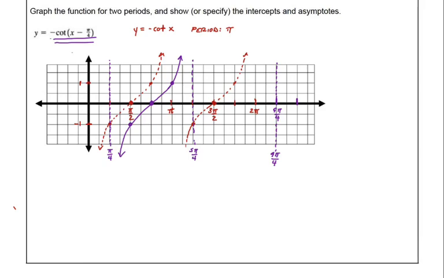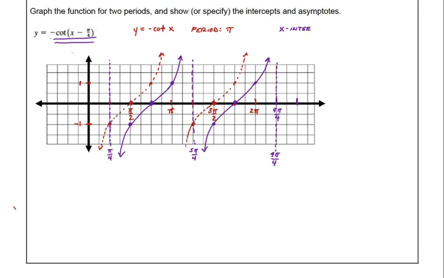So I'm going to shift every other point in that first period to the right 2 boxes, which in this case is pi over 4. I'm going to shift all the points, those 3 points in the second period, to the right pi over 4 as well, which is 2 boxes. And that purple graph there with those purple vertical asymptotes is the graph that I was asked to draw.